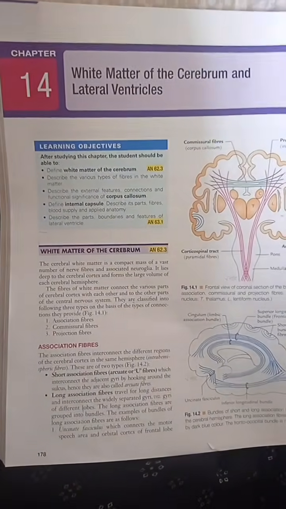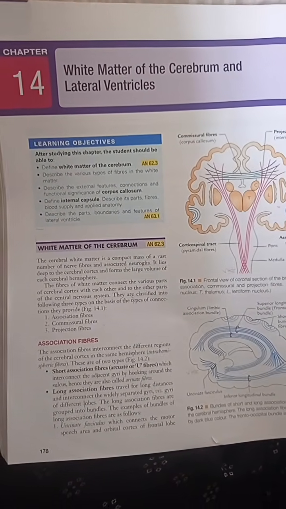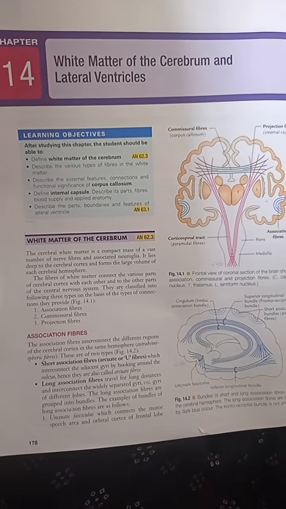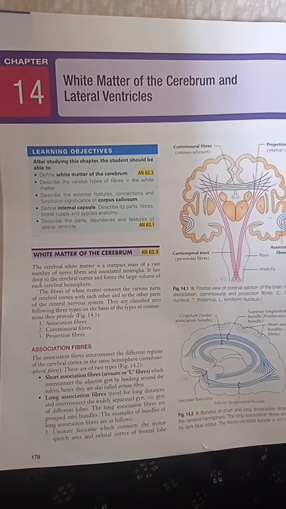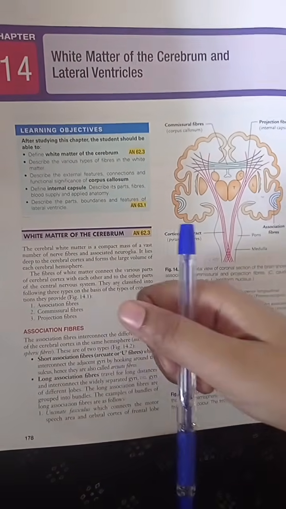Now we'll see about the white matter of the cerebrum. White matter of the cerebrum means they are merely the fibers that are connecting the different regions of the cerebral cortex and form a large volume of the cerebral hemispheres. And there are three types of fibers, that is association, commissural and projection fibers.